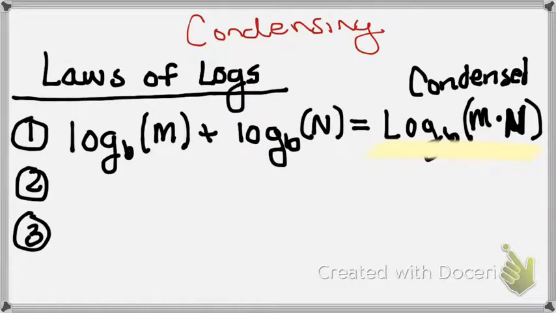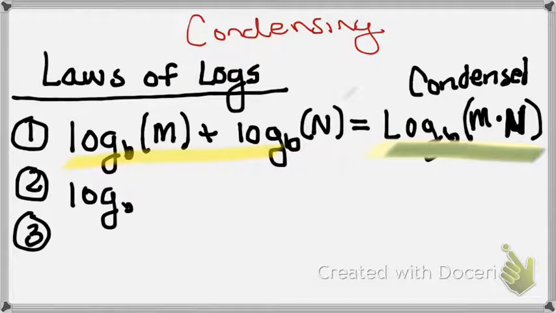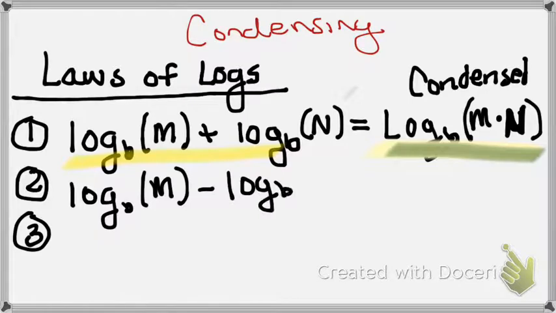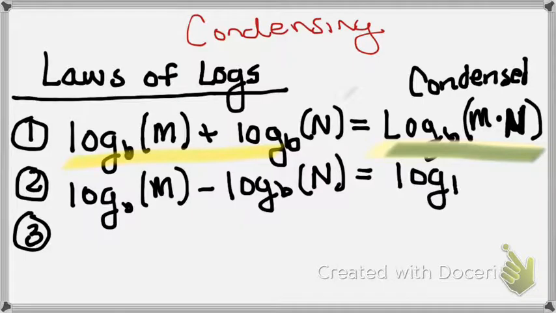This, over on the left side, is our expanded form. Expanded form, condensed form. Okay, so let's continue on. The next log is when, hopefully by now you'll be like, oh, it's going to be subtraction. I hope so. It equals log base b of m divided by n.